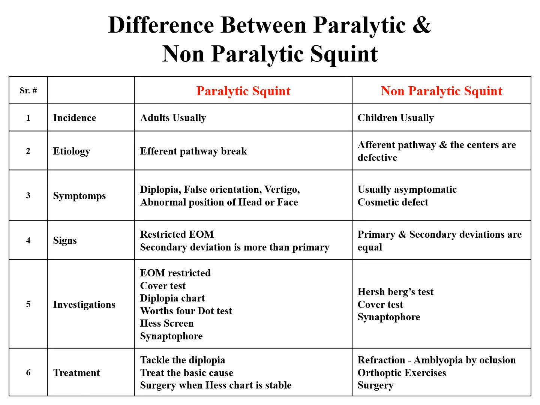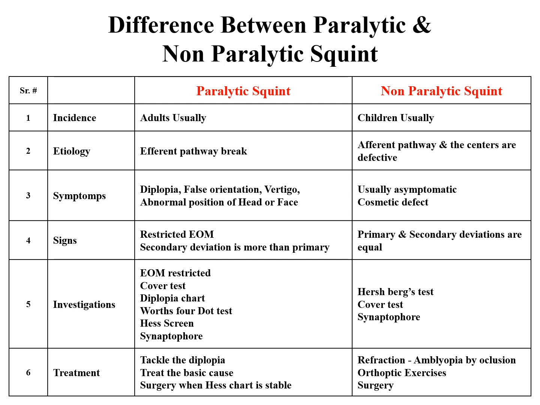As far as treatment is concerned, in case of paralytic squint, we always first tackle the diplopia, then we treat the basic cause of the paralysis of the nerve, and we do the surgery when the Hess chart is stable. And in case of concomitant squint, always refraction, and that too cycloplegic refraction, is a must, and we give the full correction of the refractive errors.